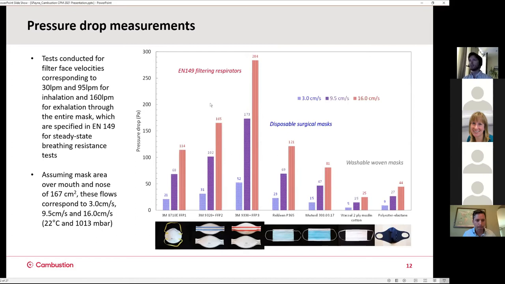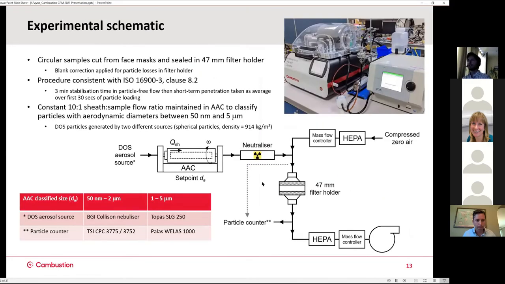And these are the pressure drop measurements. This is in Pascal on the y-axis. Just incidentally, for the FFP3 class, 300 Pascal is the limit for the 160 liter per minute, so that just comes in underneath. You can see the disposable surgical mask, generally more breathable, although actually the Reldine one is pretty similar in the flow resistance as the FFP1 on the far left, and then the far more breathable woven fabric masks on the right-hand side.